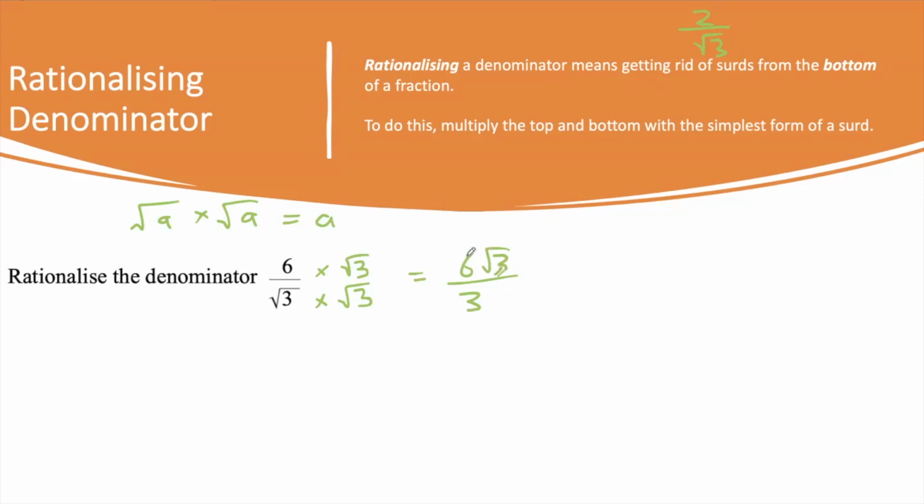Then you can simplify it further by noticing that 6 and 3 can both be divided by the number 3. When you divide them both by 3, you get 2 root 3 on the top, because 6 divided by 3 is 2, and 3 divided by 3 is 1. So 2 root 3 over 1 is 2 root 3.